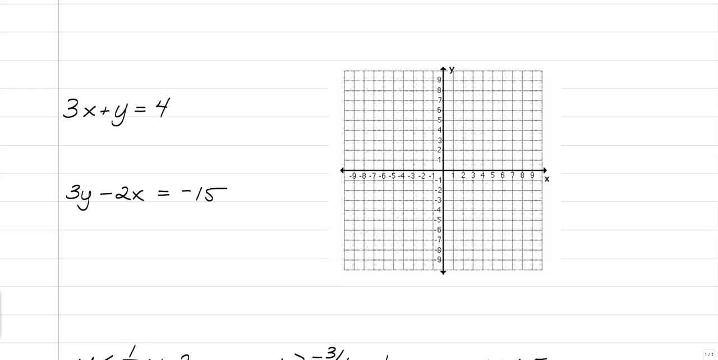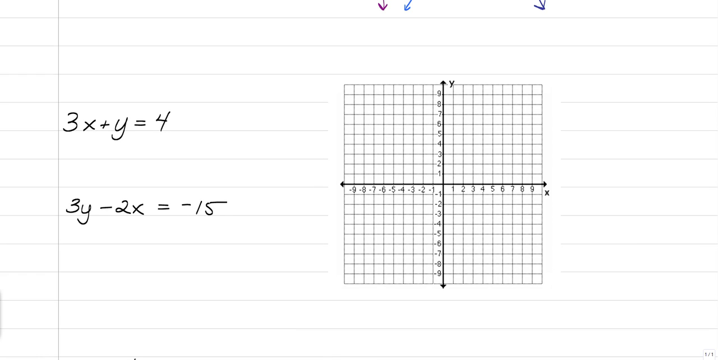So what happens if it's not given to you in slope-intercept form? Well, all you have to do is manipulate. You just have to get y by itself. So for this guy, 3x plus y is equal to 4. So all you need to do is say y is equal to -3x plus 4.